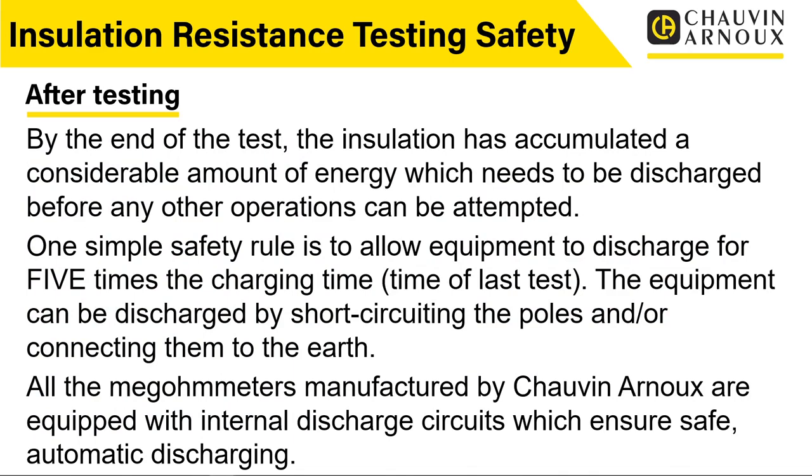By the end of the test, the insulation has accumulated a considerable amount of energy, which needs to be discharged before any other operations can be attempted. One simple safety rule is to allow equipment to discharge for 5 times the charging time, the time of the last test. The equipment can be discharged by short-circuiting the poles and/or connecting them to earth. All the megohmmeters manufactured by Chauvin Arnoux are equipped with internal discharge circuits which ensure safe automatic discharging. So that's a very important point.